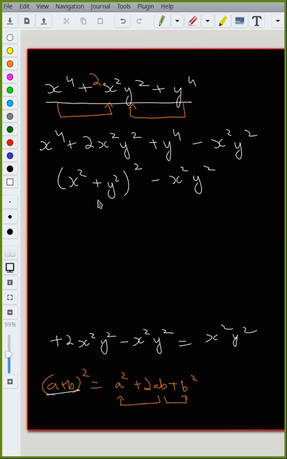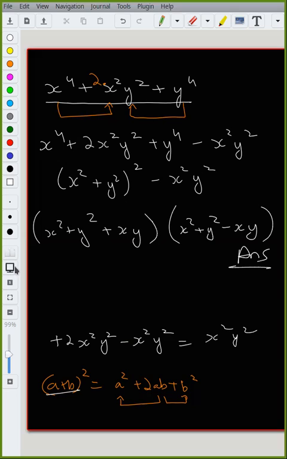Yes or no? Tell me now. Now this is of the format of a squared minus b squared. So what will we get as the final answer? x squared plus y squared minus xy, multiplied by x squared plus y squared plus xy.